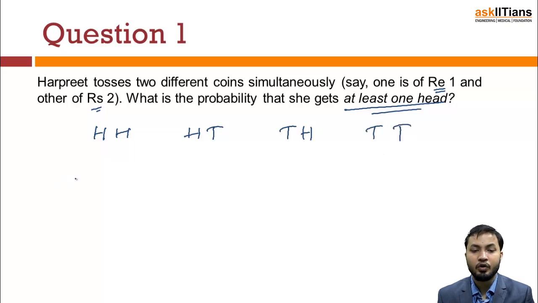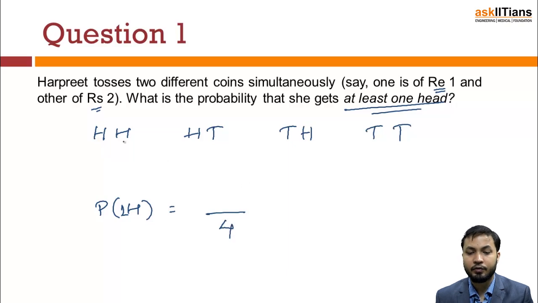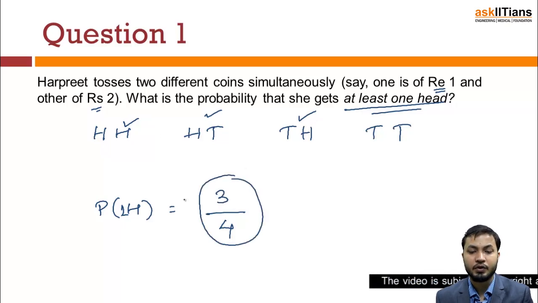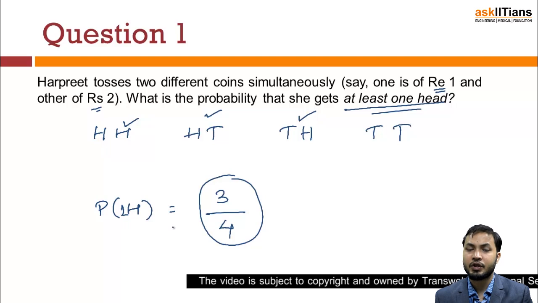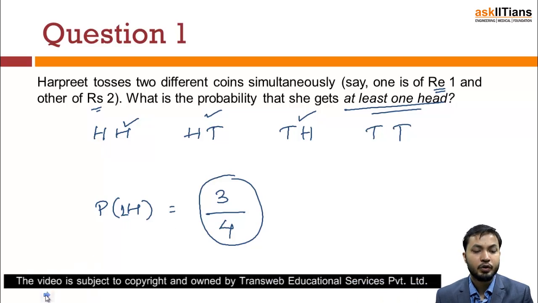Now, this is the sample space. So the probability of getting at least one head is out of 4. I have at least one head here, at least one head here, and at least one head here. So it will be 3 by 4. So this will be the probability for my first question. Let's look into our next question.